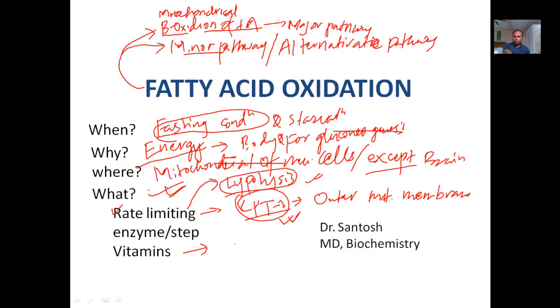Now, what are the vitamins? Whenever we talk about a pathway, we will always talk about the vitamins involved in the pathway. The vitamins involved in this pathway are B2, B3 and B5. Vitamin B2 is in the form of FAD. Vitamin B3 is in the form of NAD, not NADP. NADP is required in fatty acid synthesis. So NAD, FAD, and then coenzyme A, which is vitamin B5.